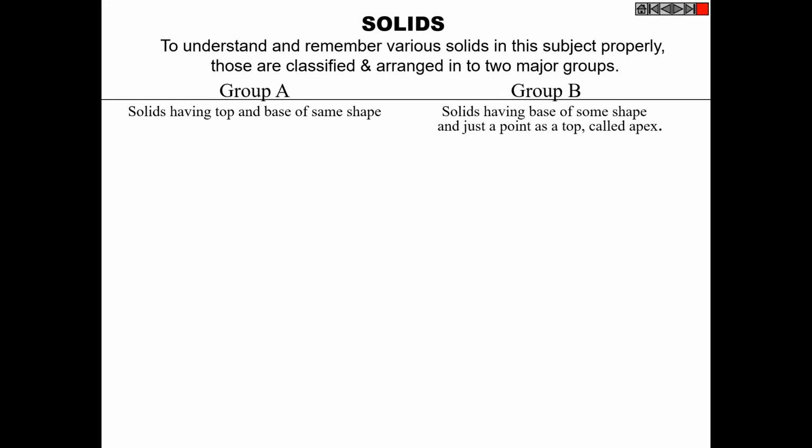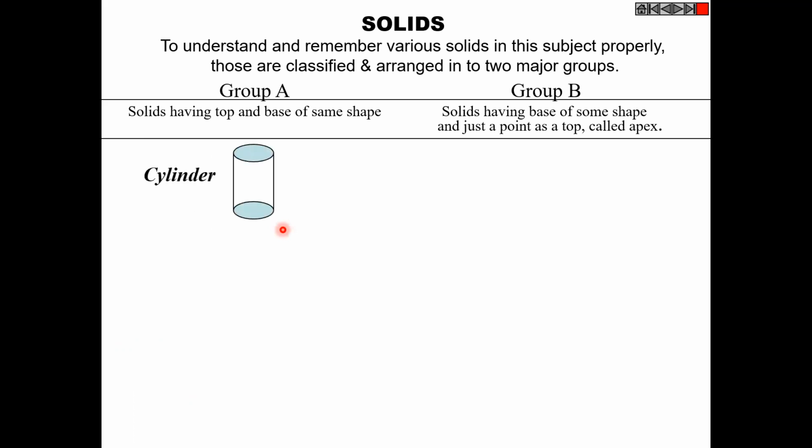In the case of group A, we have taken the solids which have the top and base of the same shape. For example, if you take a cylindrical shape, the base will be a circle and the top will also be a circle. Now we can see some examples. In the case of cylinders here, the base is a circular shape as well as the top, and this falls under group A.